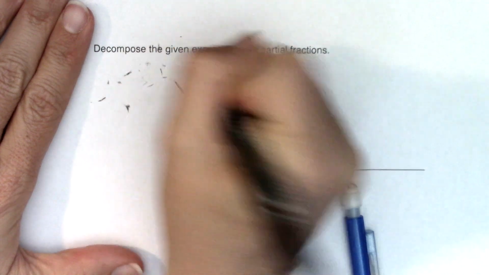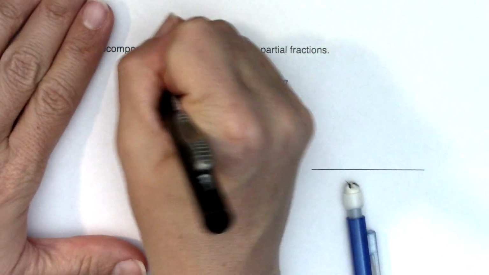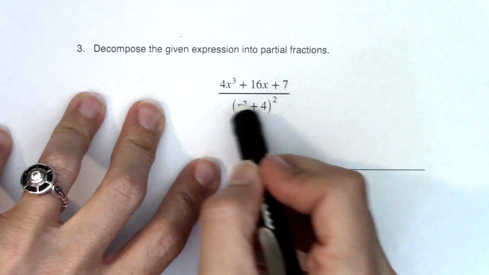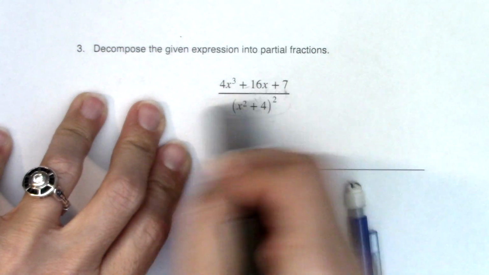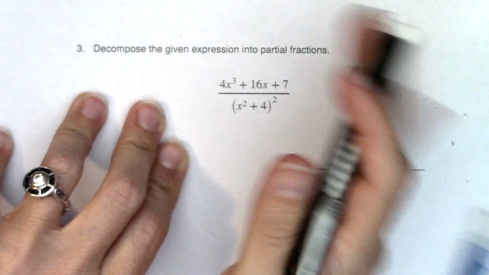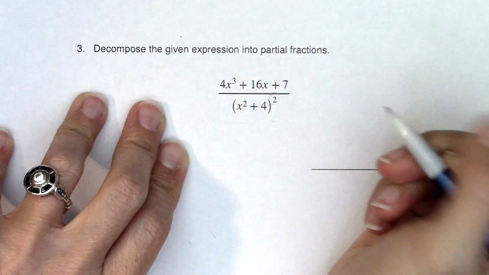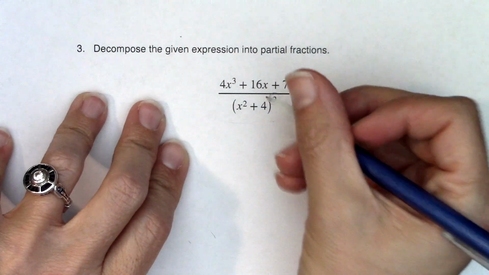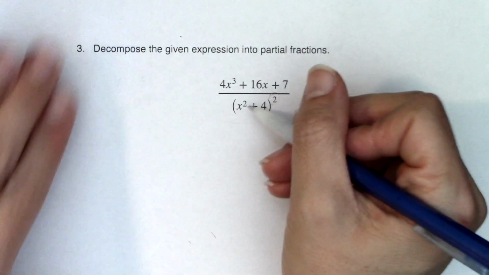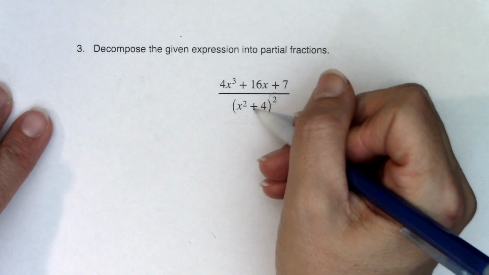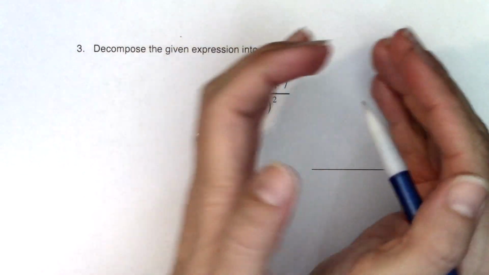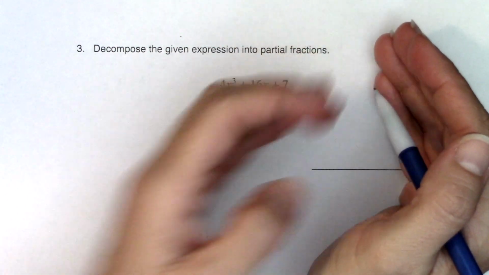All right, but it's repeated. And I say repeated because you can look at the exponent on x squared plus 4. Because there are so many exponents floating around, I see there's a squared. So I need to have a partial fraction for each power of x squared plus 4. So x squared plus 4 by itself, and then x squared plus 4 quantity squared.